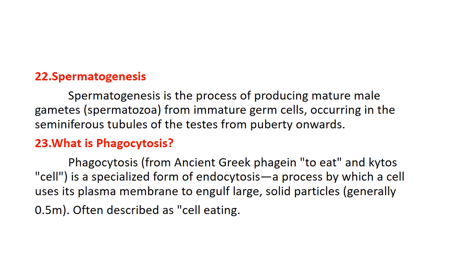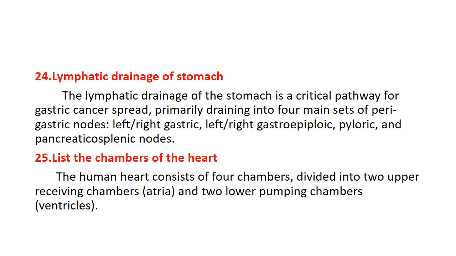What is phagocytosis? Phagocytosis is formed from the ancient Greek phagein, to eat, and kytos, a cell. It is a specialized form of endocytosis, a process by which a cell uses its plasma membrane to engulf large solid particles, generally 0.5 micrometer, often described as cell eating.